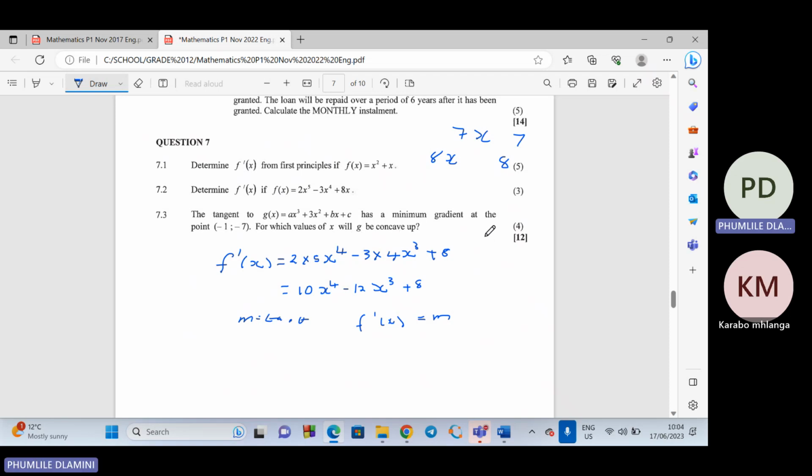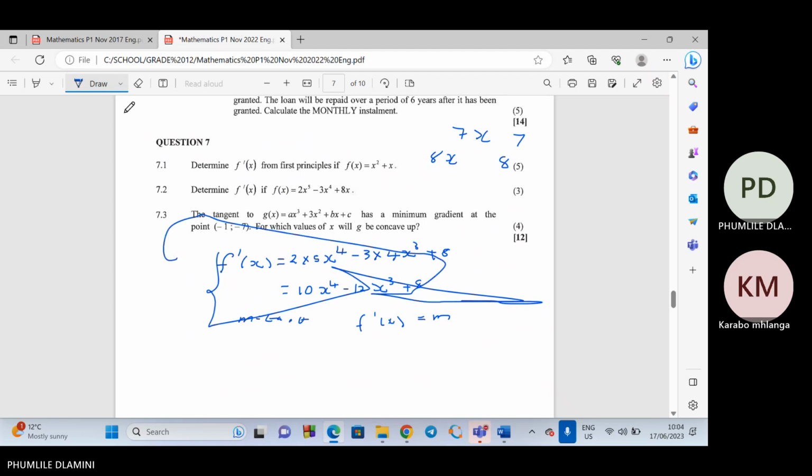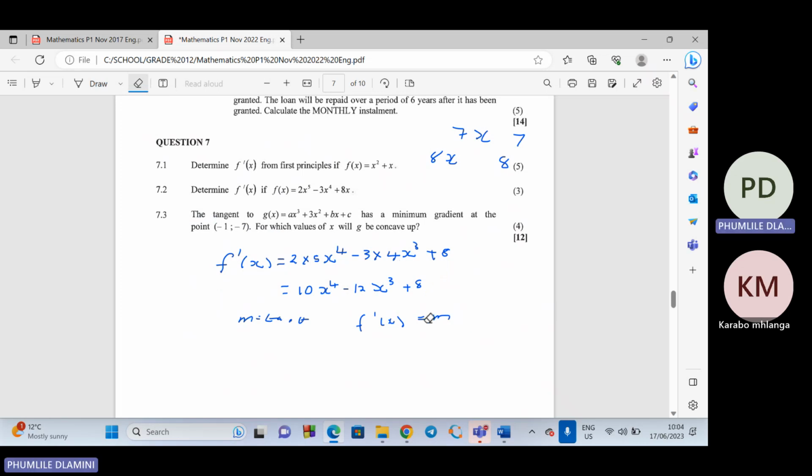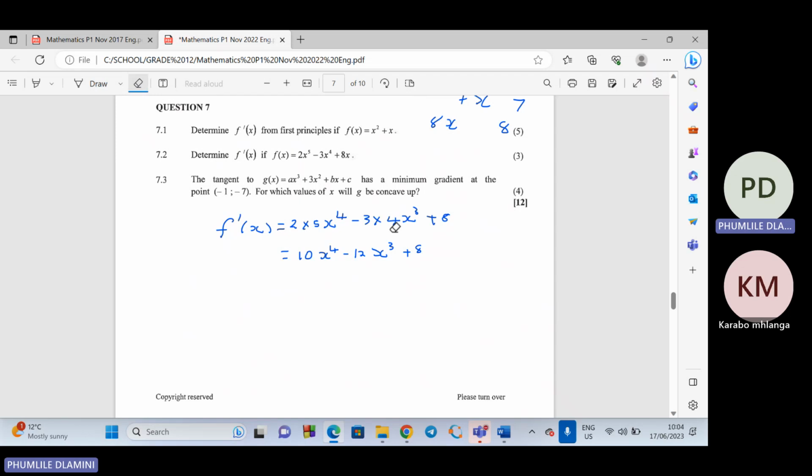So, for which values of x will g be concave up? When we talk about concave up and concave down, there are some rules that you need to know. We have a concave up.